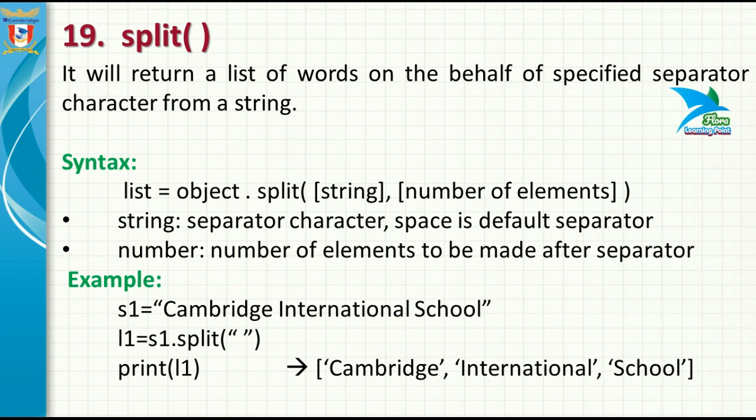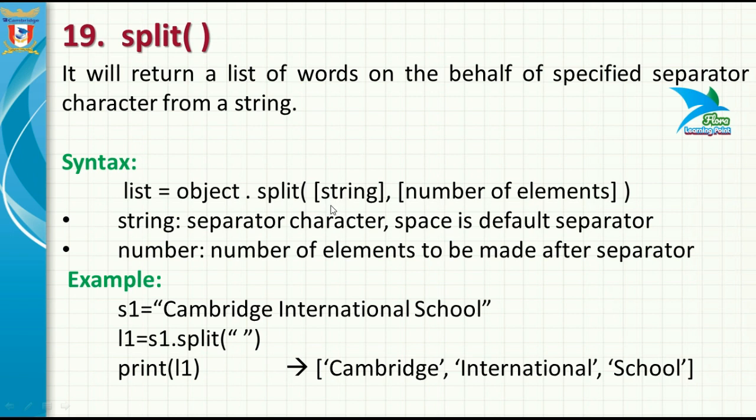Next we have the split function. It will return a list of words on the basis of specified separator characters from a string. So that means this function is totally opposite to the join function, as we already discussed that the join function is used to combine all the elements of a list and return a string. But this function splits the value of a string and returns a list. So that means on the basis of some specified separator it will be able to split the value of a string into a list of words.